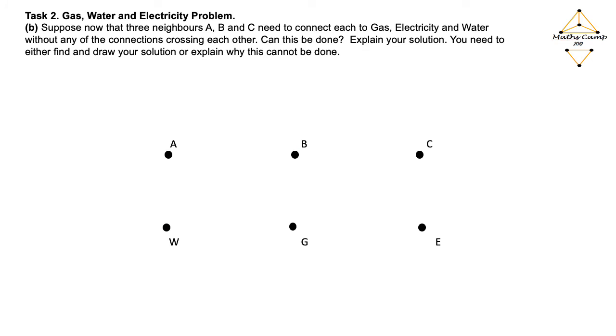The second part of this problem is more difficult. In the previous case, we tried to connect each neighbor to two facilities. But in this task, and ideally in real life, you would want to be connected to water, gas, and electricity. And so this question is asking whether it's possible to do. And here, perhaps, I may give away a little hint.